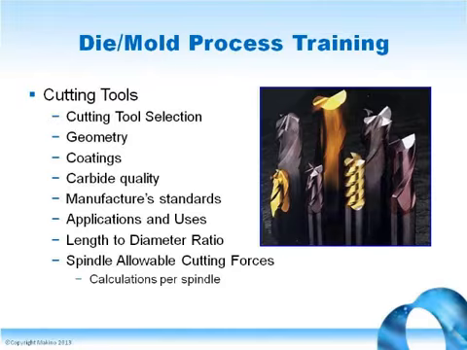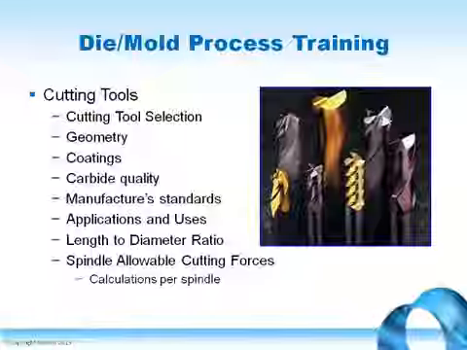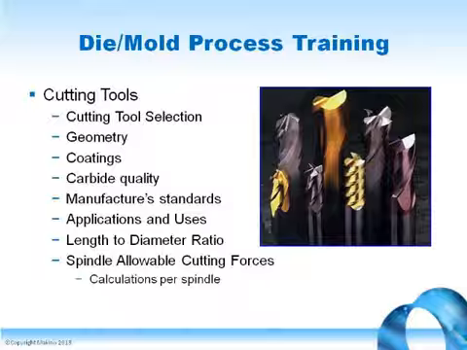Cutting tools. Tools for high-performance machining have a number of variables involved in application usages. Different steel grades and hardnesses will determine your tooling choices for cutting tool selection, geometry, coatings, carbide quality, manufacturer standards, applications and uses. In the class, we will discuss how the length to diameter ratios are determined by the cutting tool diameter and/or cutting tool manufacturers.